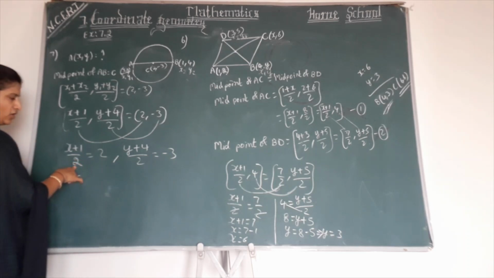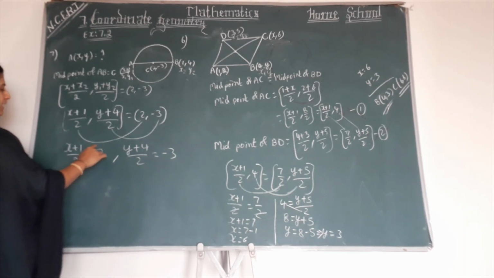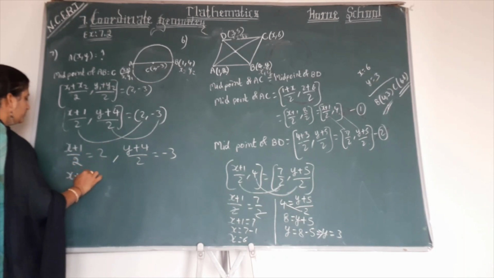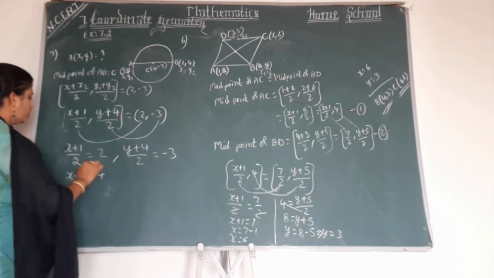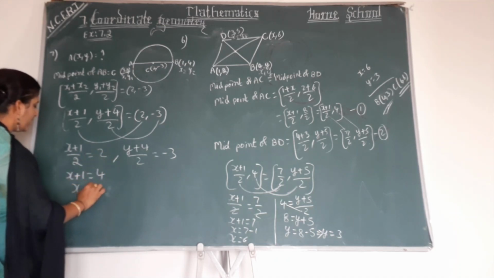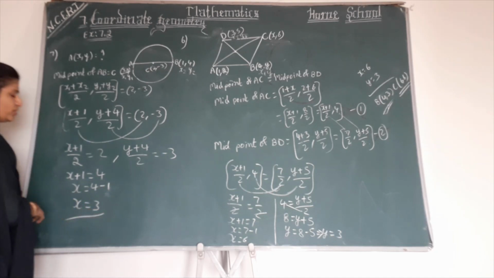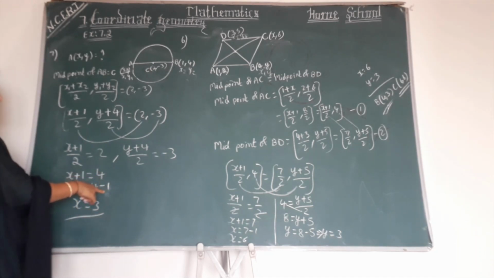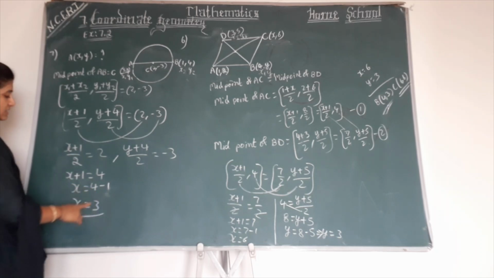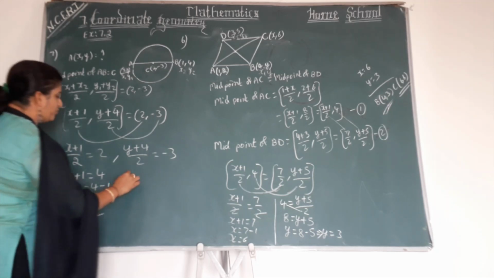So send this denominator to the other side. It will be a multiple. X plus 1 is equal to 2 twos are 4. X is equal to 4 minus 1. X is equal to 3. Plus 1, if it comes to this side, it will be minus 1. 4 minus 1 will be 3.